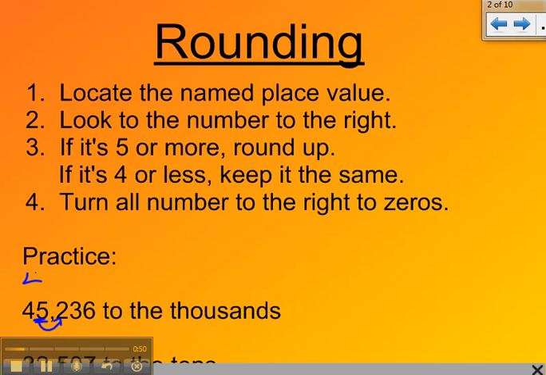So I'm going to have a 45. Turn all other numbers to the right to zeros. So all of these 3 numbers behind it are all going to become zeros. So that will round to 45,000.